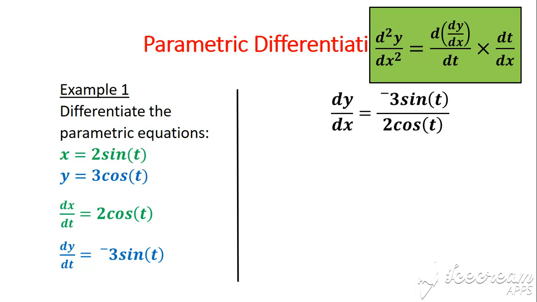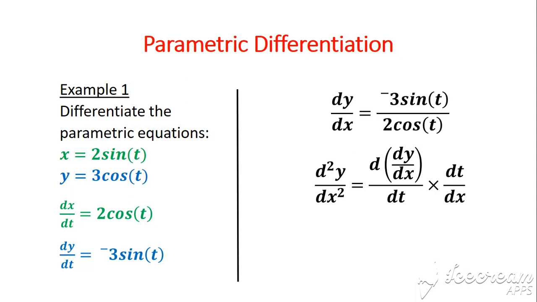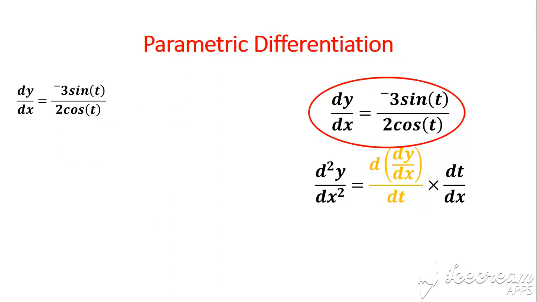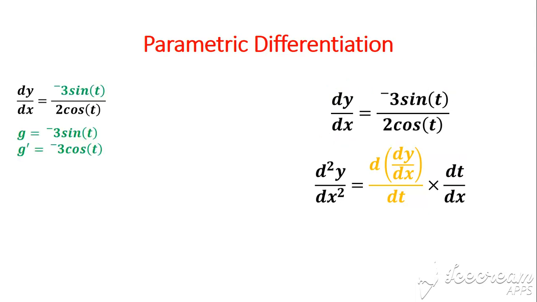So dy dx is equal to negative 3 sine t over 2 cos t. We're going to differentiate this function with respect to t. So let's do our working over here. This is dy dx, and we're going to differentiate that with respect to t. Now it's a quotient function, so we've got g over h. So g is equal to negative 3 sine t, and g dash is negative 3 cos t. H is equal to 2 cos t, and h dash is negative 2 sine t.